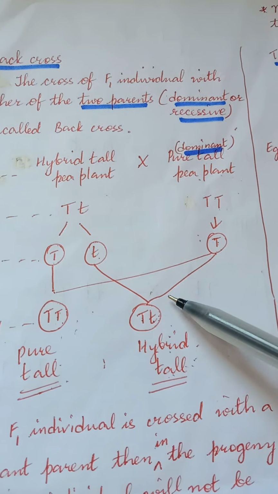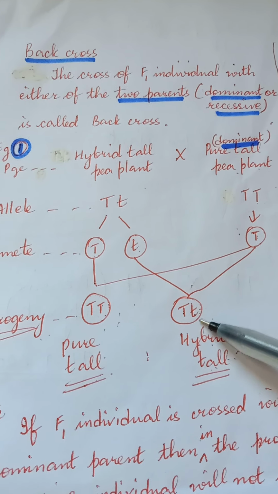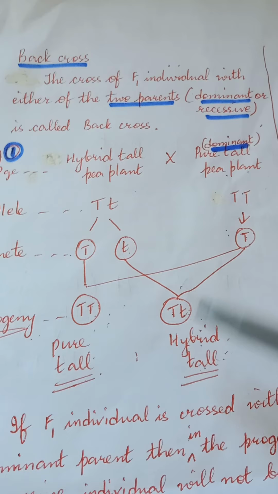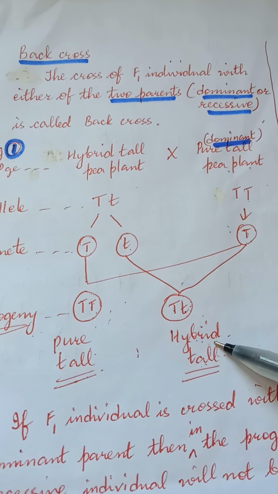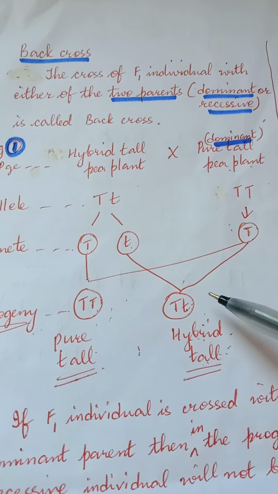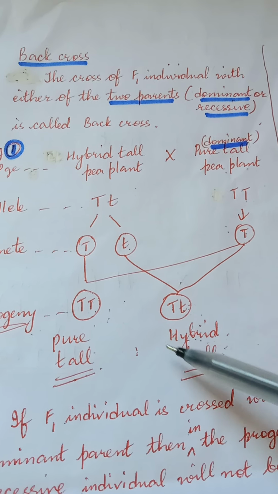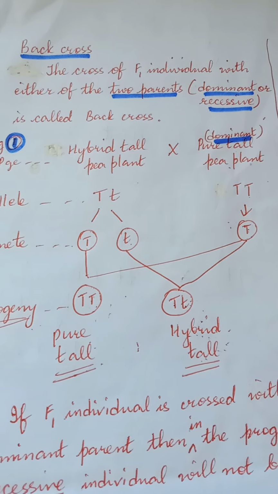tall is dominant. So these offspring that you have got by crossing the F1 individual with the dominant parent, you have got these two offspring. Both the offspring are tall, this is also tall, this is also tall from outside. That is, their phenotype, the outer visible character, is that both are tall. But if you look at their genotype, one is pure tall, another is hybrid tall.